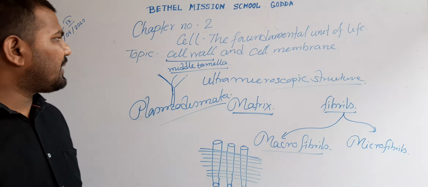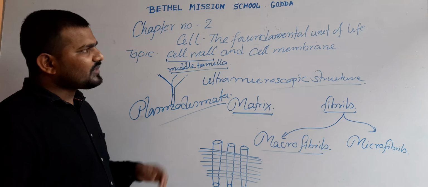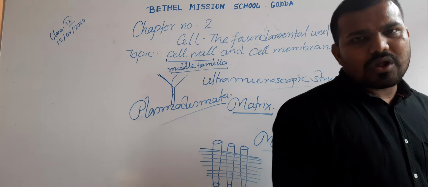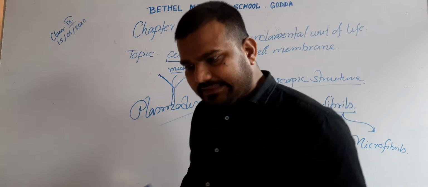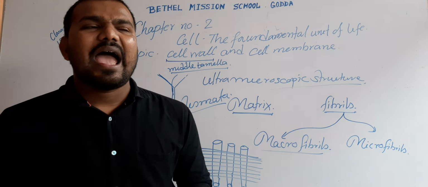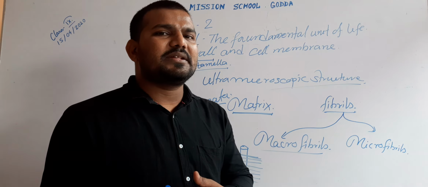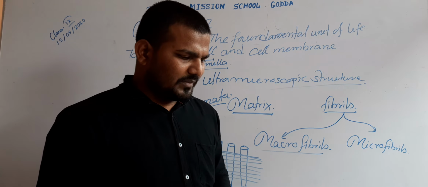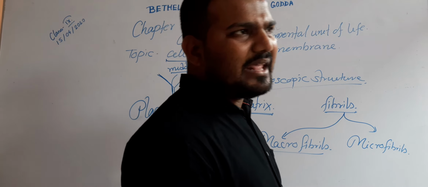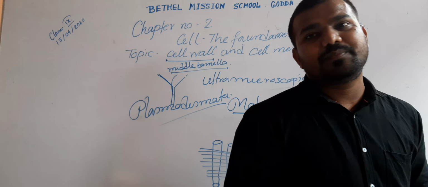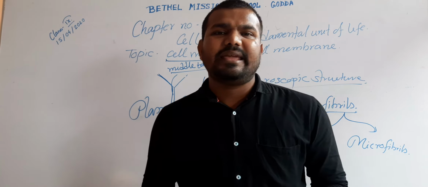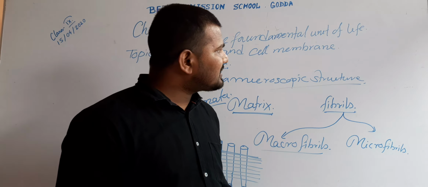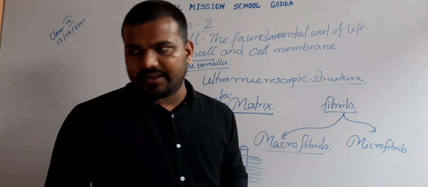Now the next topic is cell membrane. Cell membrane is the outermost covering of the animal cell, and in the case of the plant cell, it is present innermost towards the cell wall. It is a thin living covering which is semi-permeable in nature and made of protein and lipid, that is known as a cell membrane.